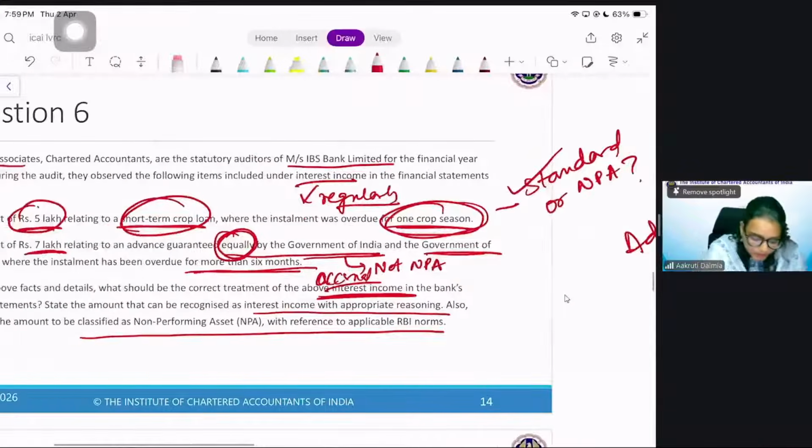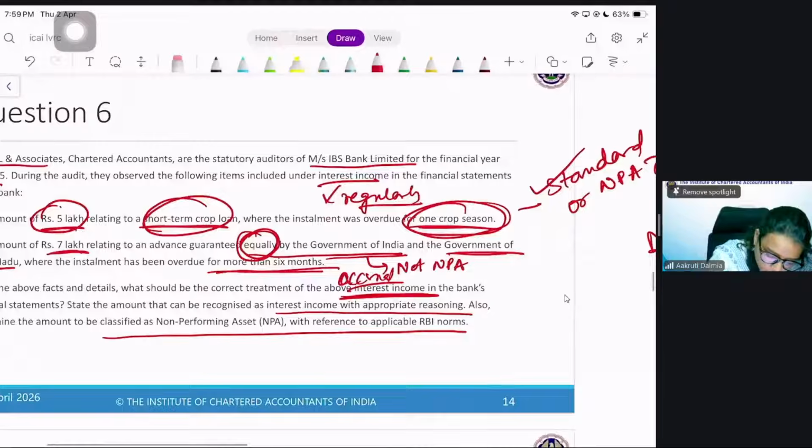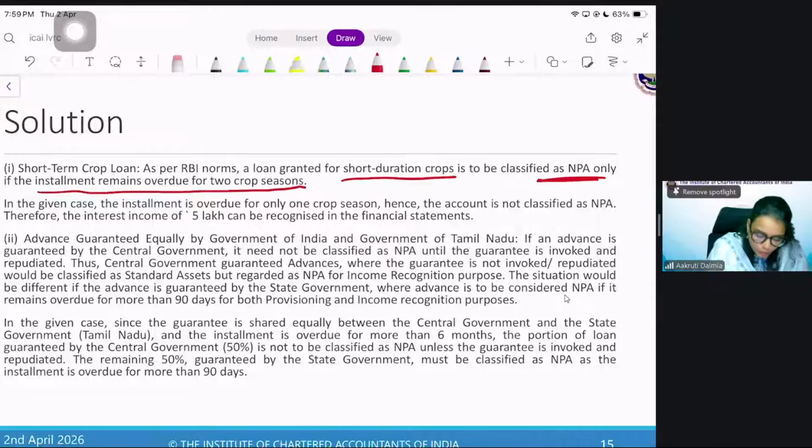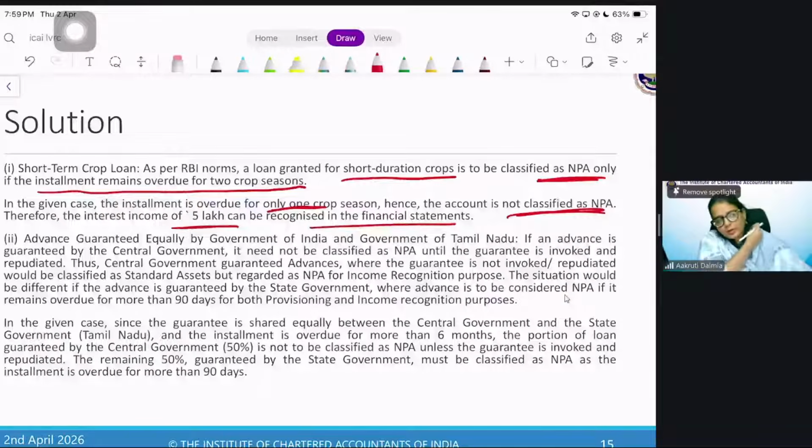Short-term crop loan. As per RBI, a loan granted for short duration crops is to be classified as NPA only if the installment remains overdue for 2 crop seasons. Therefore, in the given case, the installment is only overdue for 1 crop season. Hence, it is not classified as NPA. The interest income of 5 lakhs will be fully recognized. Okay.